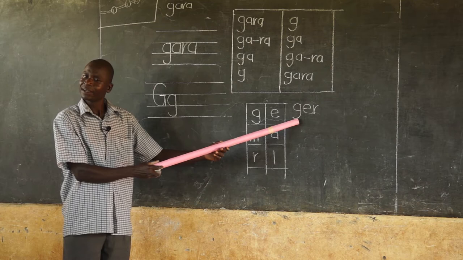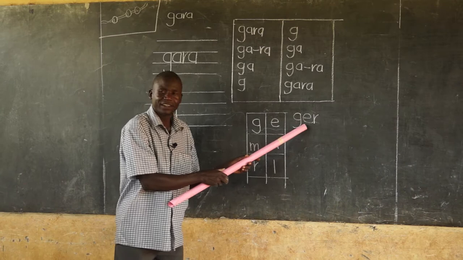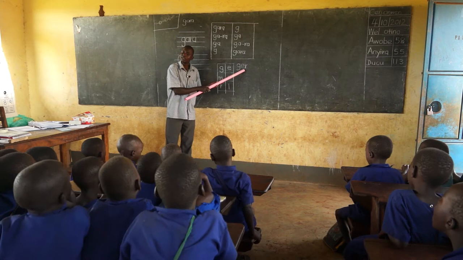After the pupils have built new words, Jimmy asks learners to use the built words in a sentence or talk about the meaning of the built word. This helps develop the pupil's vocabulary.